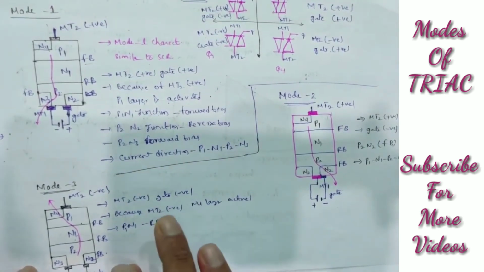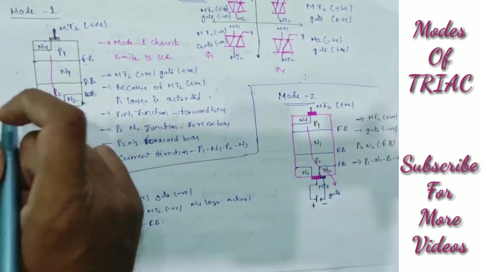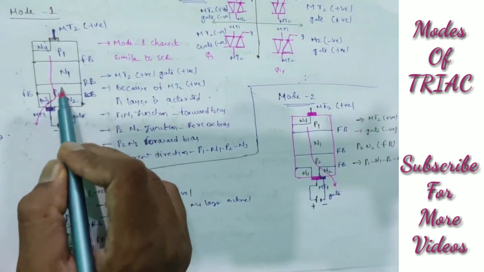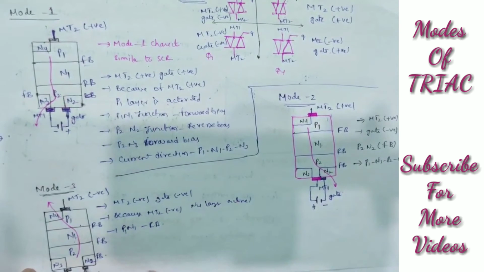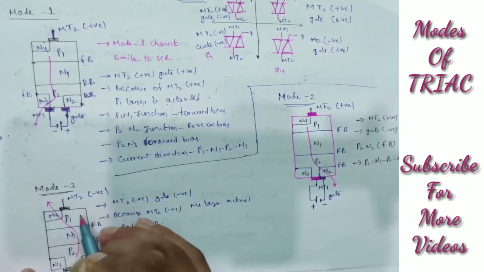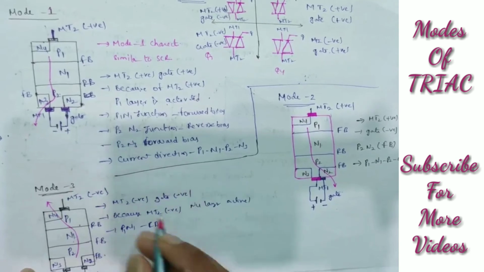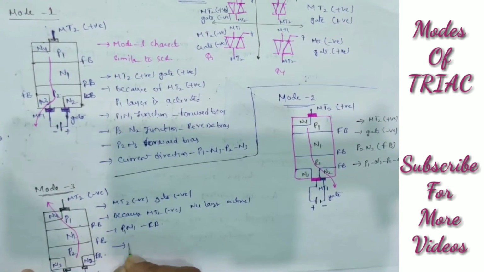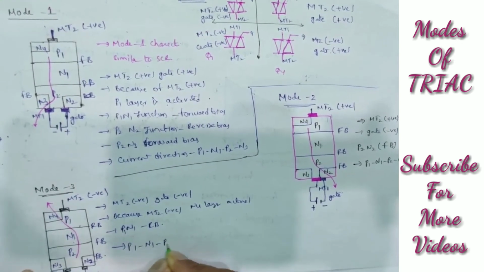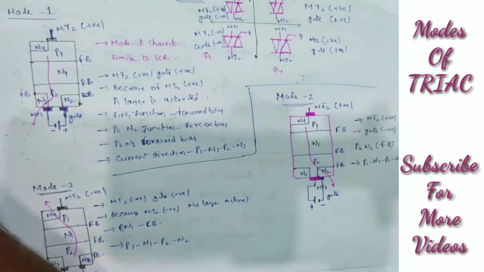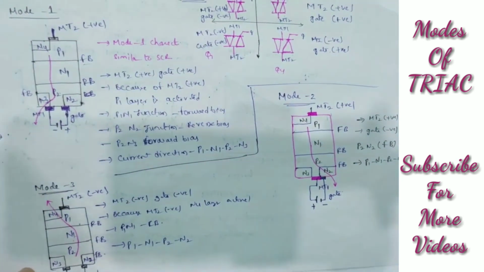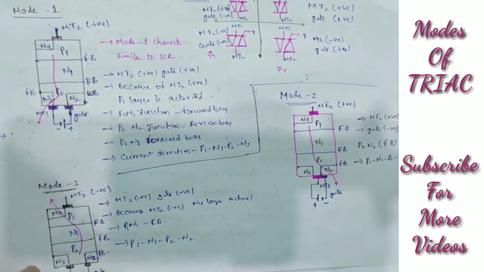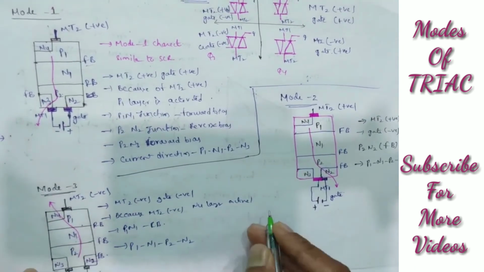Always the current flows from the forward bias. Just observe, in mode 1, the current is flowing from forward bias to the reverse bias, then forward bias. Here observe, from the forward bias to the reverse bias, from the positive to the negative. The current direction is P1, N1, P2 and N2. This is the current direction. So then I already explained the characteristics of the triac, so I am not saying the characteristics.